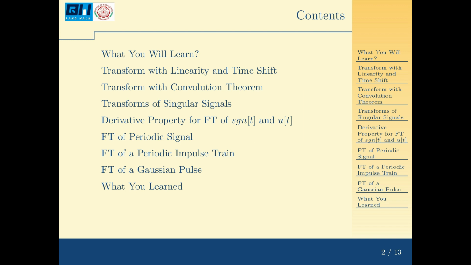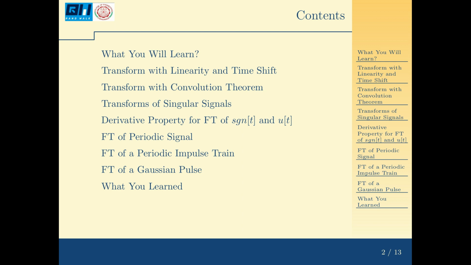This video is organized into your learning outcomes, then computation of Fourier transform with linearity and time shift. Here we will compute the Fourier transform of a bipolar rectangular signal. Then we will compute the transform with the convolution theorem. Here we will compute the transform of a triangular signal. A triangular signal is represented as the convolution of two rectangular pulses. Then the convolution theorem is applied to compute the Fourier transform.